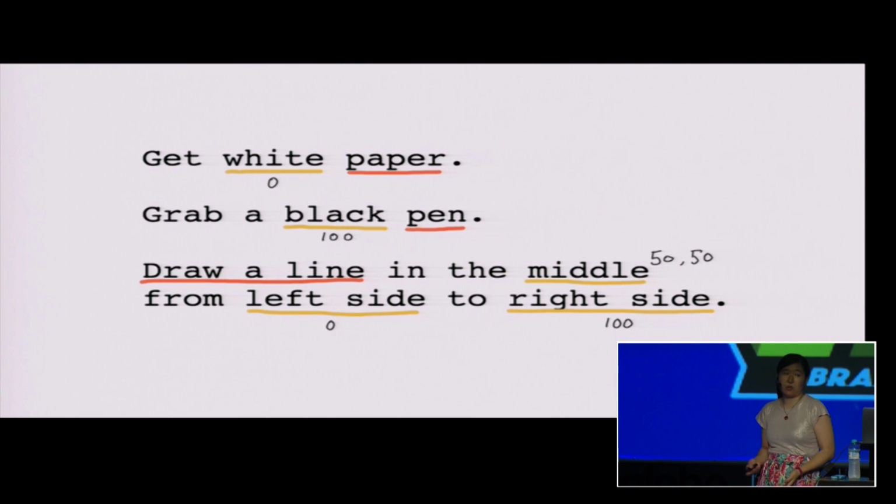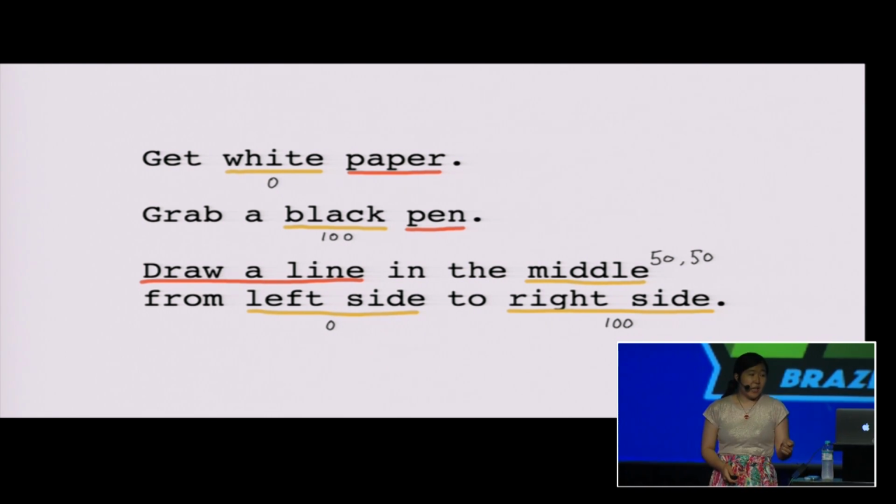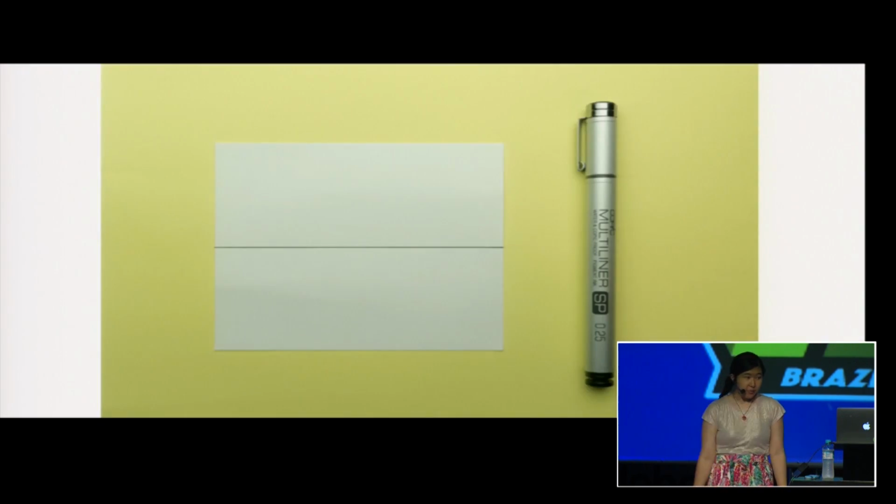So in this case, it would be: get the white paper, grab a black pen, draw a line in the middle, which is 50-50 for the y coordinate, and then left to right, which is 0 to 100 for the x coordinate. And this is the compiled result. This is kind of like an executable file when you compile C.